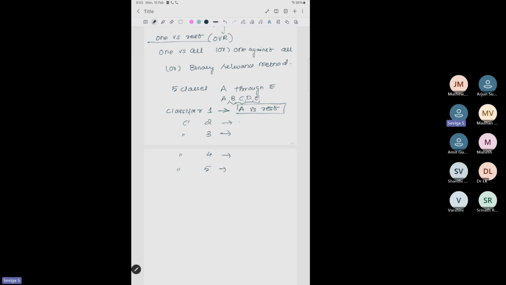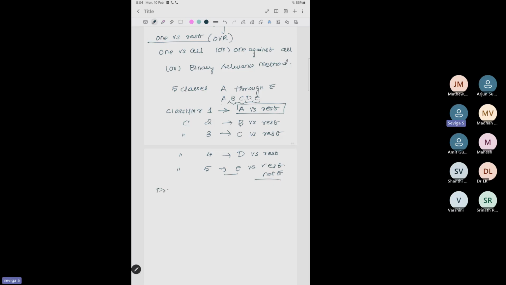Classifier 2 will check whether the input data belongs to B or the rest of the categories. The third classifier will see whether the input belongs to C or the rest of the categories. Similarly, classifier 4 will see whether the input belongs to D or the rest, and classifier 5 whether it is class E or not E. Sometimes what will happen is that the input will belong to more than one class. That is also possible.